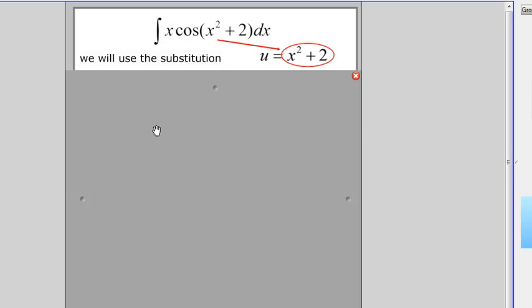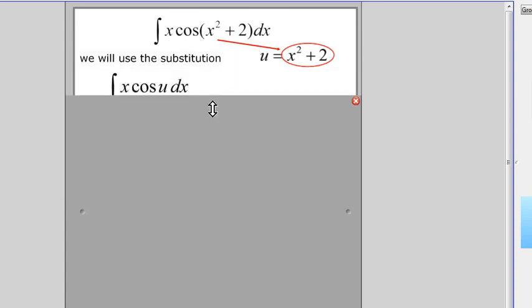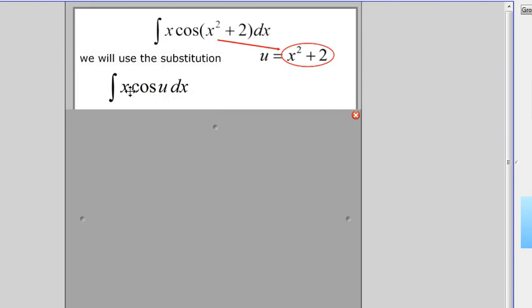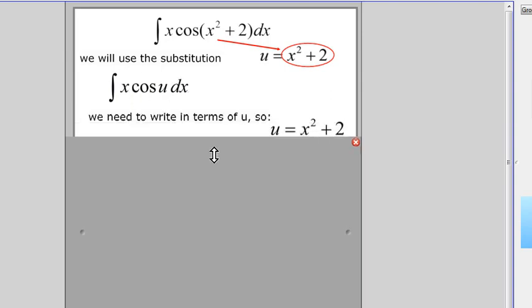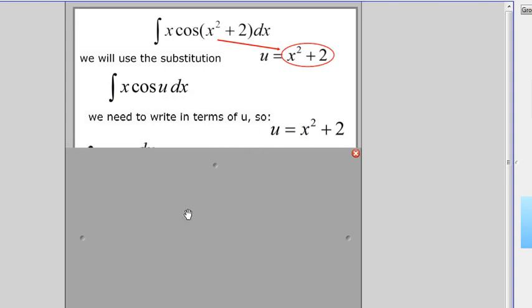The first thing we will try to do is to simplify this expression. That's why we use the substitution method. The expression that is the argument of cosine, x squared plus 2, we will call u. And now we are going to try to write this integral in terms of u instead of in terms of x as it is here. So we have this situation, but still x is appearing here. So we are going to try to write this in terms of u.